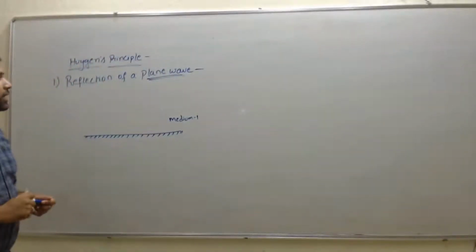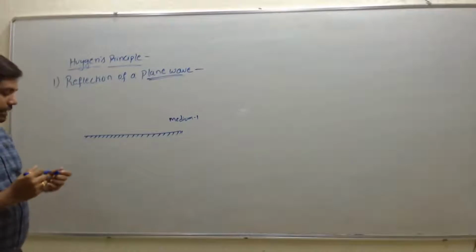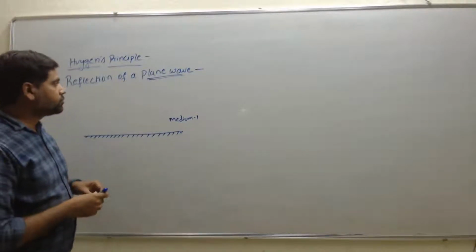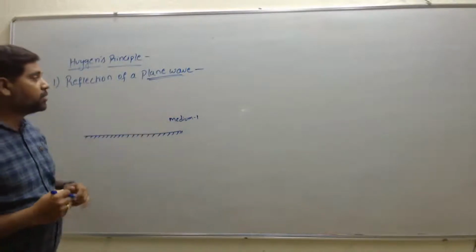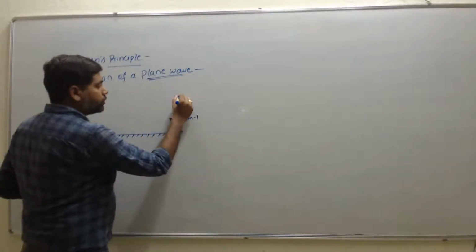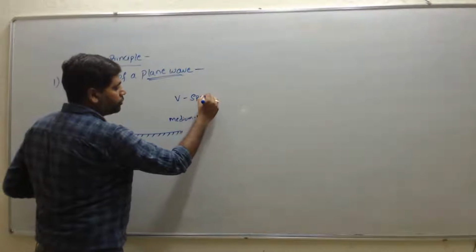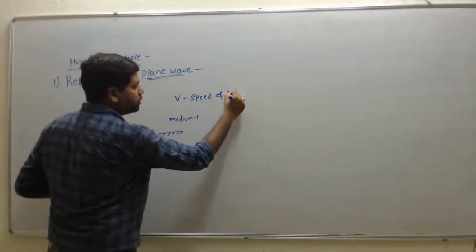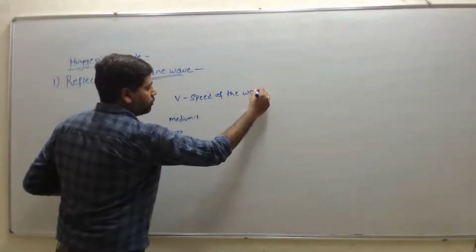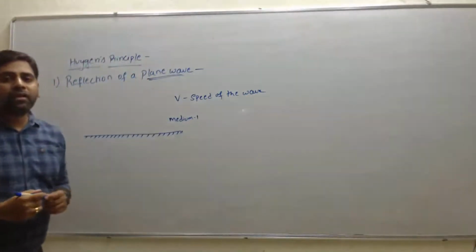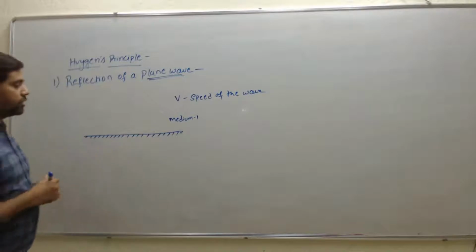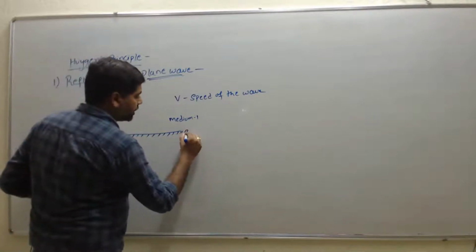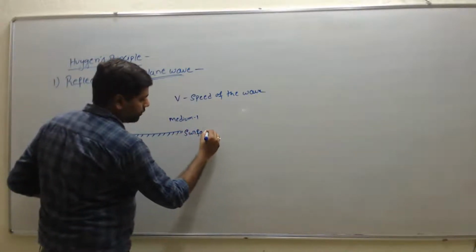So considering the plane wave that is traveling in medium 1 with the speed of the wave, v, it strikes the surface. So this one is the reflecting surface.